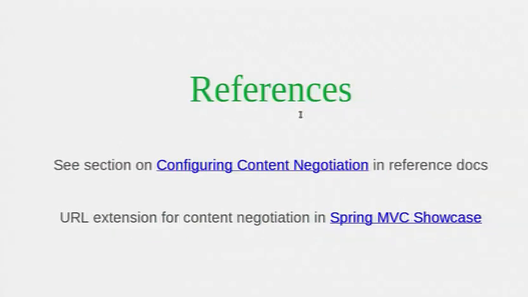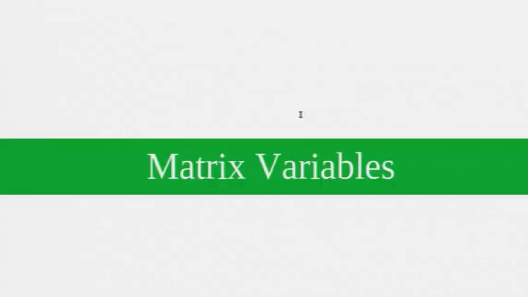And there is a section on configuring content negotiation, but it's pretty straightforward for the Java config and the XML namespace. And the Spring MVC showcase actually has examples with using .json and .xml now. So you can take a look at that as well.